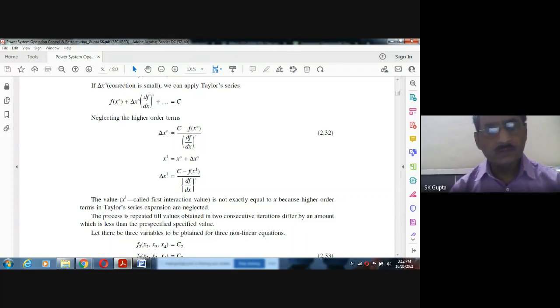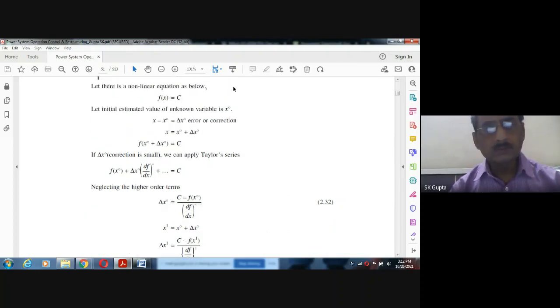Just to review what we described above, we assume this is a nonlinear equation, say x square plus 2x plus sin x is equal to c. C is given. Then we find the value of x. In this we assume the value of x, that is the estimated value.